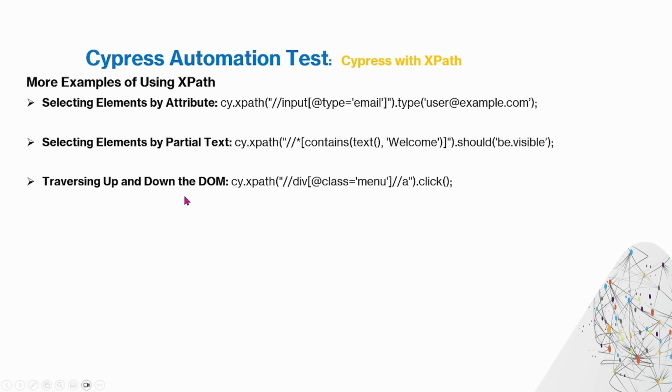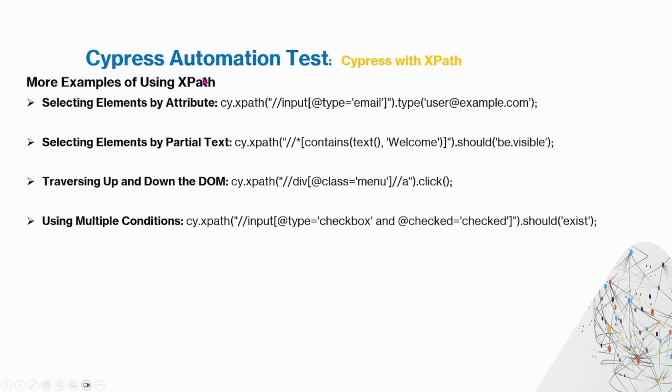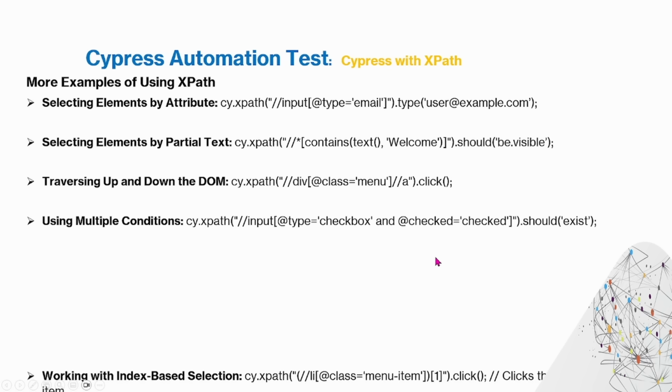Something else you can do is traverse up and down the DOM structure. For this one, we're searching for this menu, and then after we find the menu, we're finding the option A within the menu, and then we're clicking that. Cypress XPath also allows you to check multiple different conditions. For example, you can check if this input is both a type checkbox and also that it's already been checked. So there's two different conditions right here.